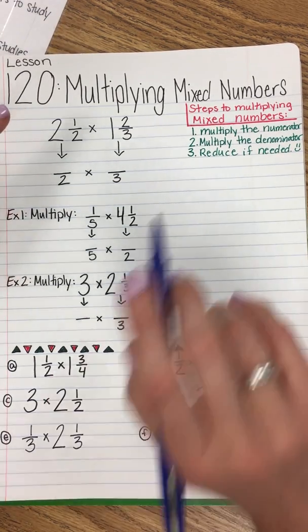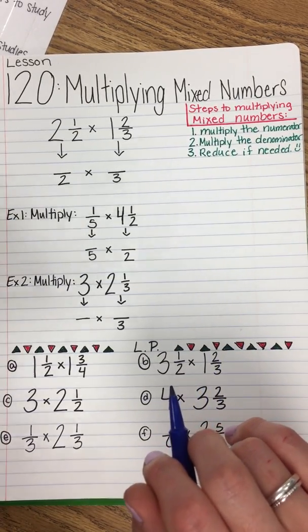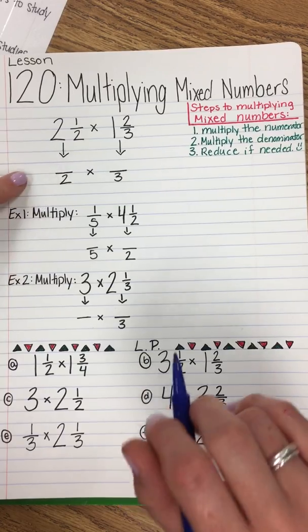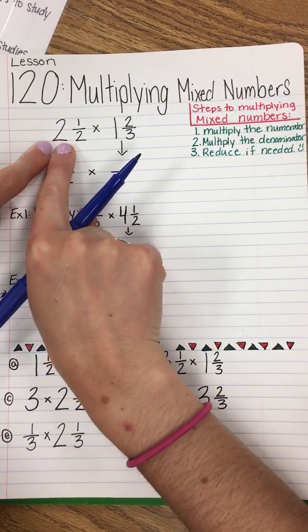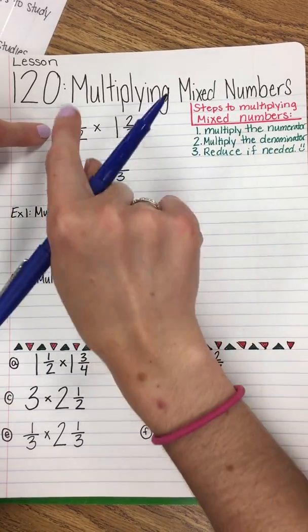Multiplying mixed numbers. To multiply mixed numbers, we change mixed numbers to improper fractions before we multiply. So you've got mixed numbers, 2 and 1/2. What's the mix? Why is it mixed? Because there's 2 wholes and there's fractions.